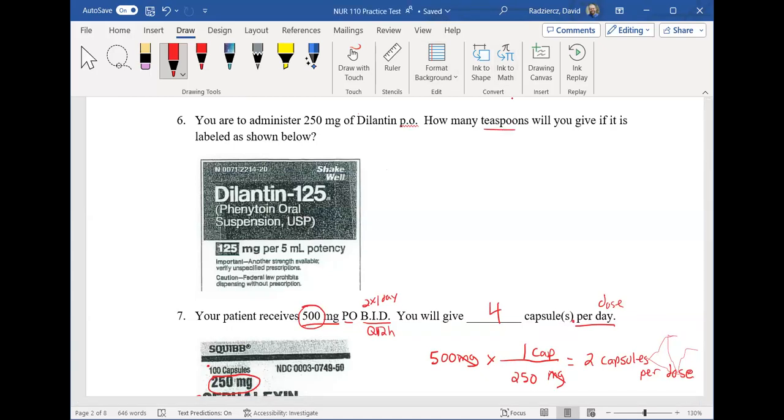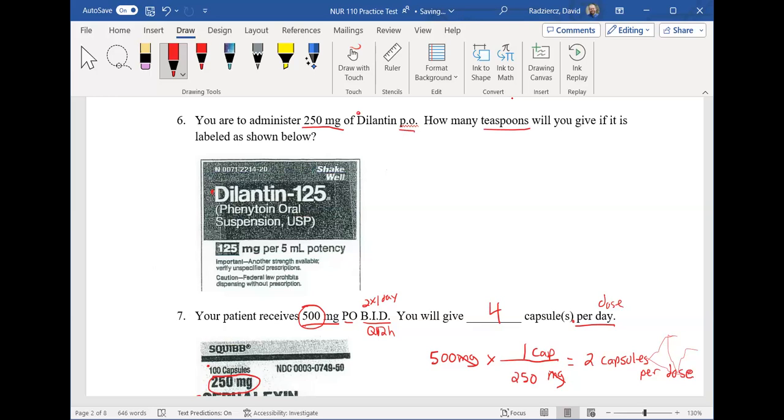So that's something to pay attention to. But sometimes it'll just tell you how many milliliters will you give. So let's look at 2 of those scenarios. I'm going to treat this question exactly like I did for the cephalexin question. I'm going to look to see what my order is. So it says 250 milligrams, Dilantin. So it's the same medication. So we're good there. Dilantin by mouth.